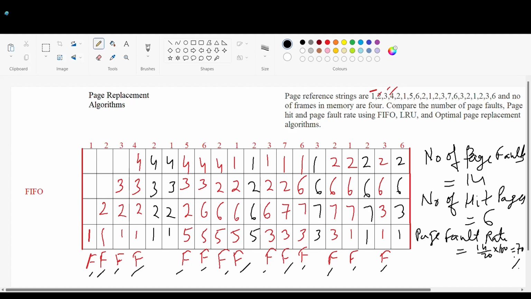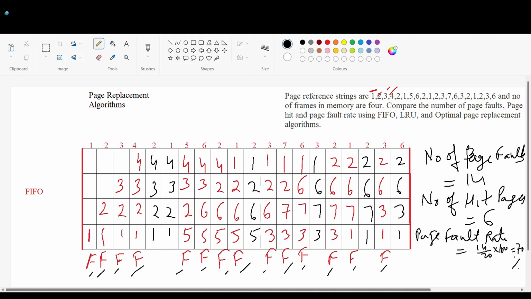Now 6. So which page do we need to replace now? So 7 is used recently, 3 is used, then 2, then 1. So 1 is the page that is not used for a longer period of time. So 1 should be replaced by 6. So 6, 2, 3, 7. So this is also a page fault. Now 3 is there. So we don't need to change a page in this case. Okay. Now 2 is already there. So 7, 3, 2 and 6.